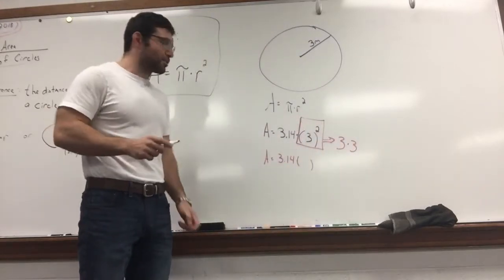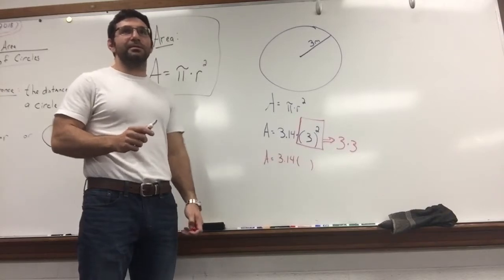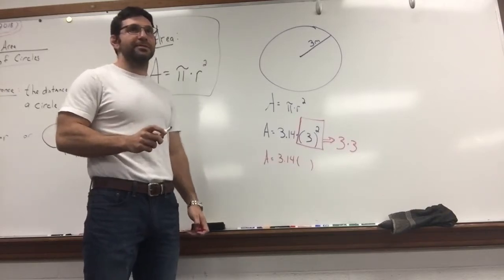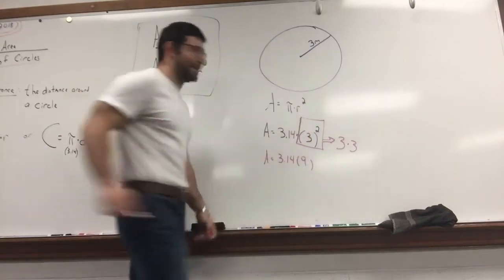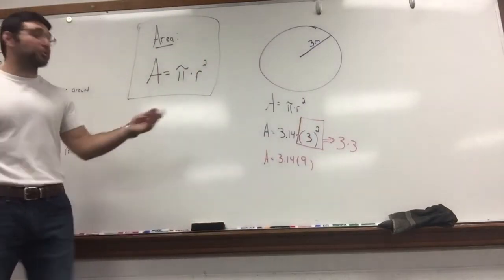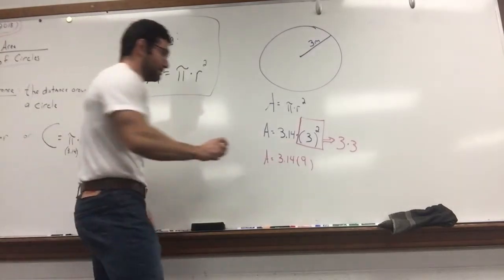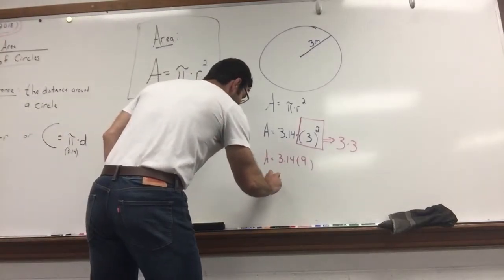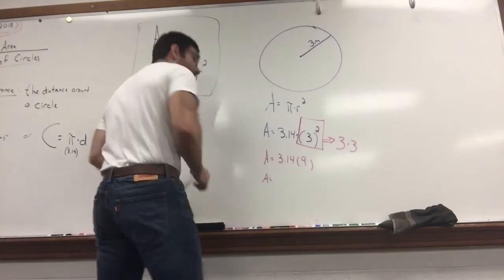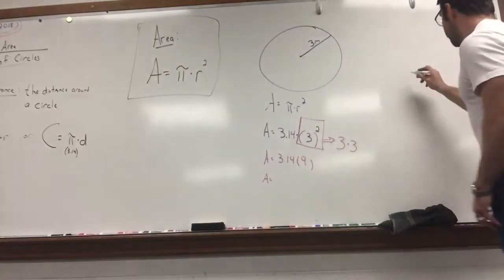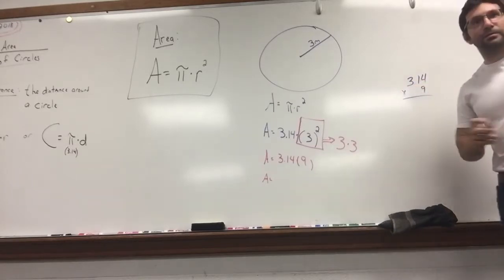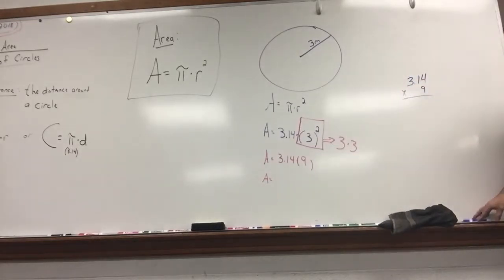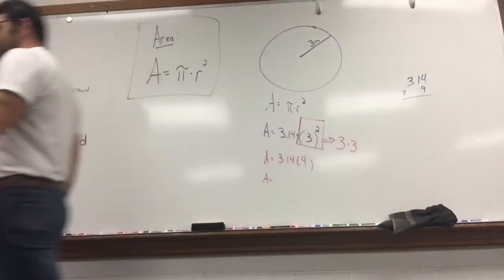So 3 times 3. What's 3 times 3? 9. It is a 9. Questions on that? So now I have 3 and 14/100 times 9. Now I can finish off my multiplication. So everybody is going to do this multiplication. 3 and 14/100 times 9. Find me my area. Go.